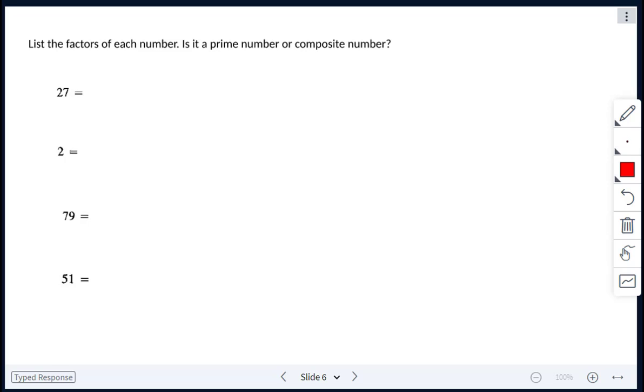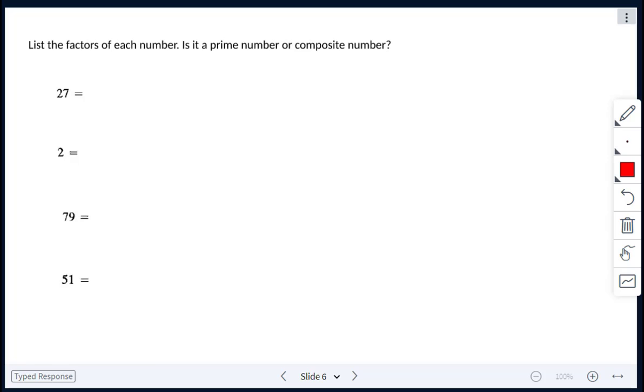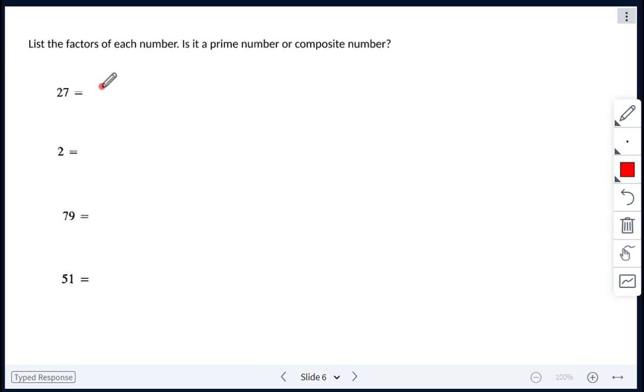All right, so let's do these examples here. List the factors of each number and then decide, is it a prime number or is it a composite number? Start with the number 27. 2 we already did, so don't worry about doing number 2. Start with number 27. So list the factors of each number. 1 and 27, but then also 3 and 9 give us 27. So therefore, this would be a composite number. I'm just going to put C there.